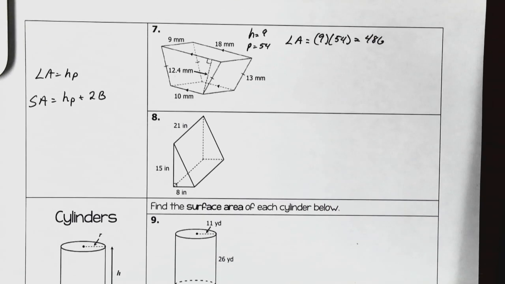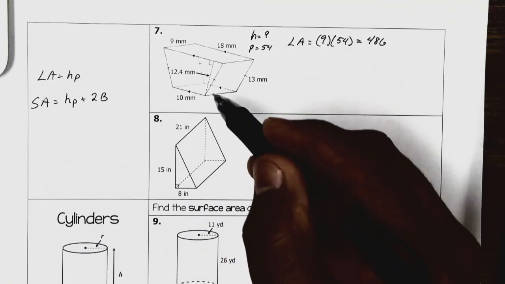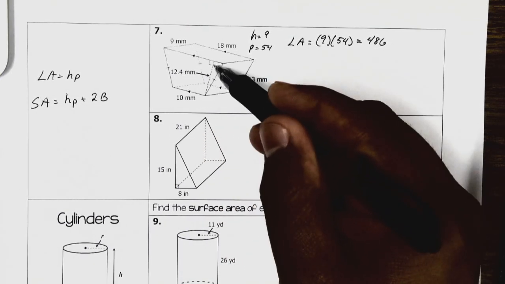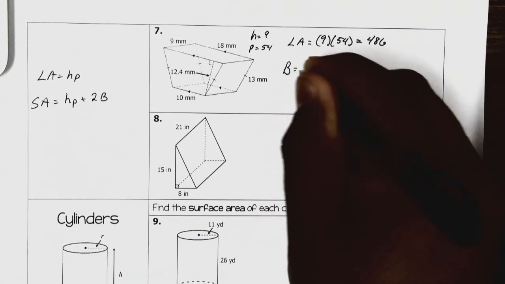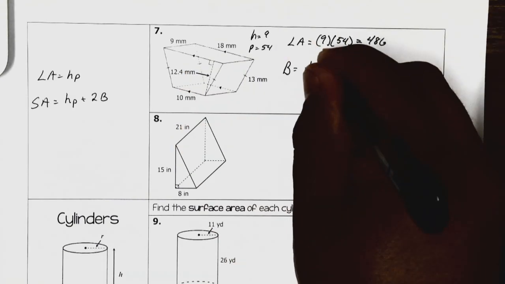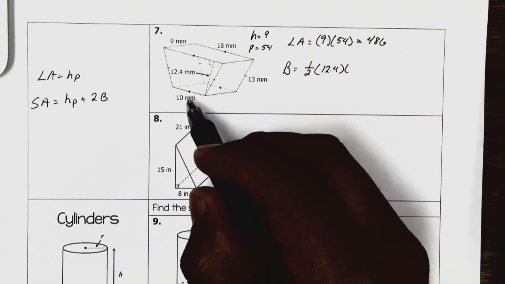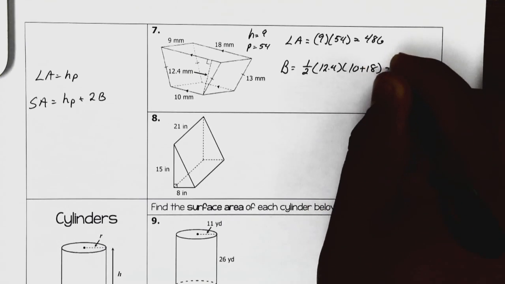All right, so we're doing a trapezoid again, so we're doing the same formula as the one we did last. However, this time the height of the trapezoid is actually this 12.4 because they're right here at the right angle. So the big base equals 1/2 times the height, which is that 12.4, and then you're going to add the two bases. The two bases are the 10 and the 18. So 10 plus 18.